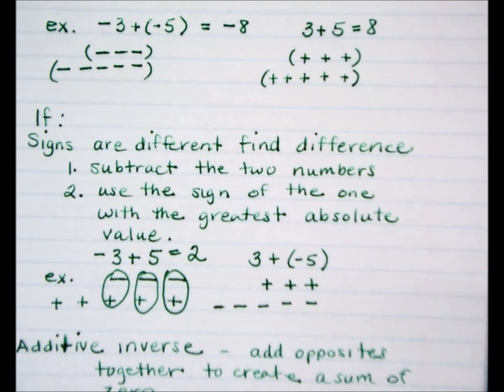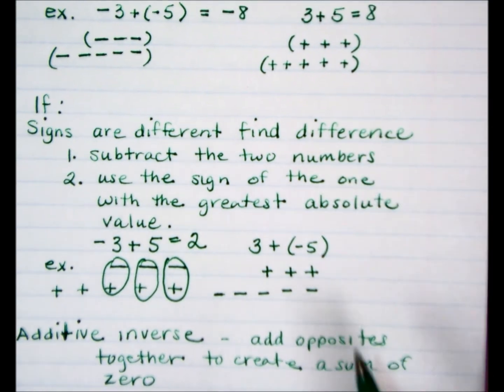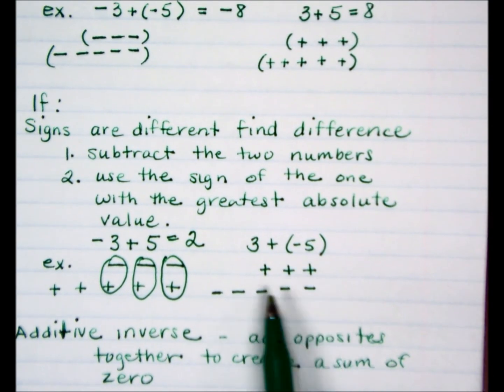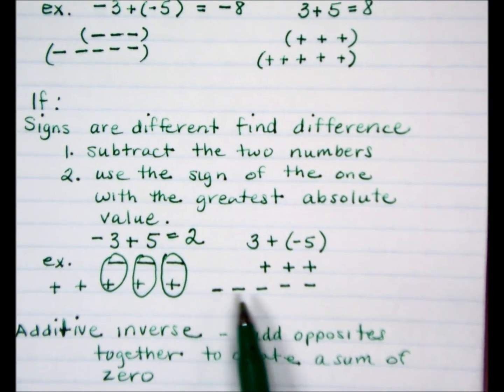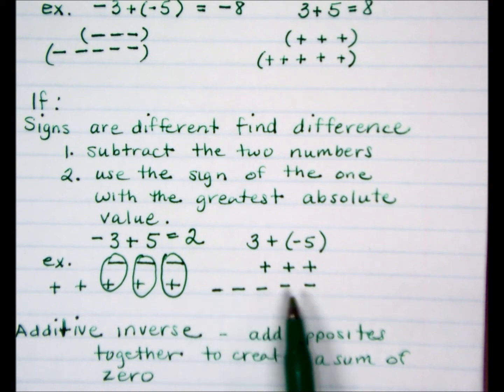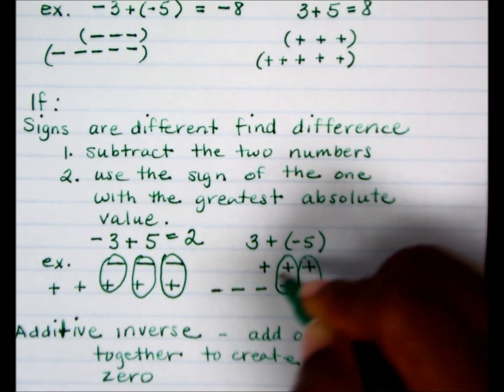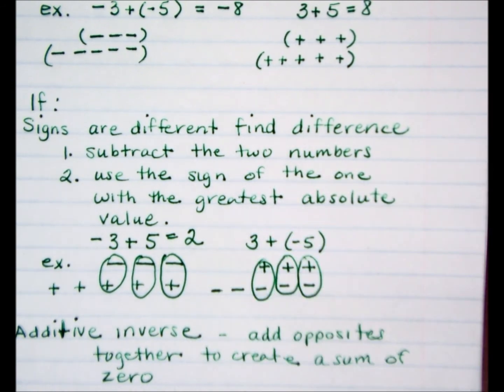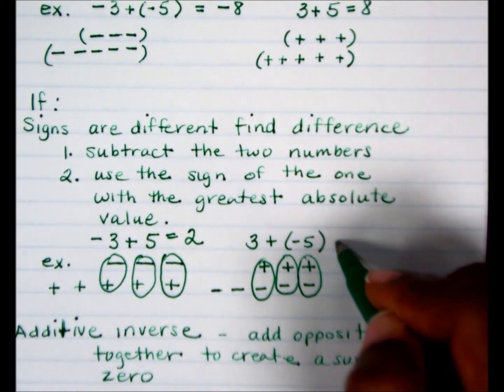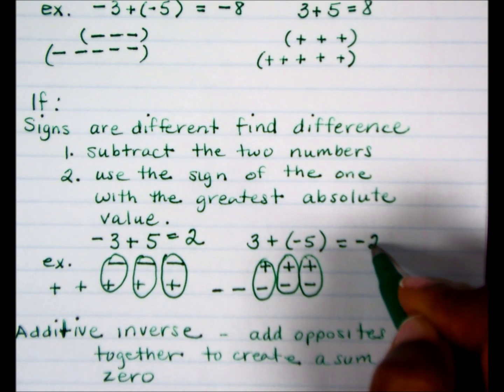Now let's look over here. Thinking about the additive inverse again, +3 plus a -5. So I have 5 negatives. But each of these are 0 fields, 0 pairs, creating neutral fields. So I have left over 2 negatives. So the answer would equal -2.